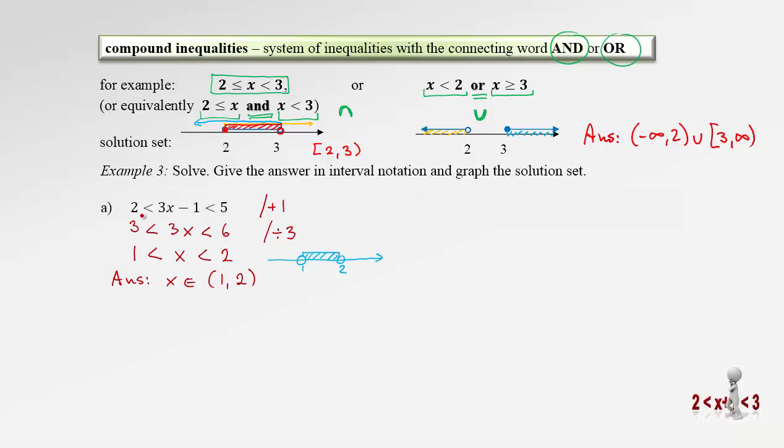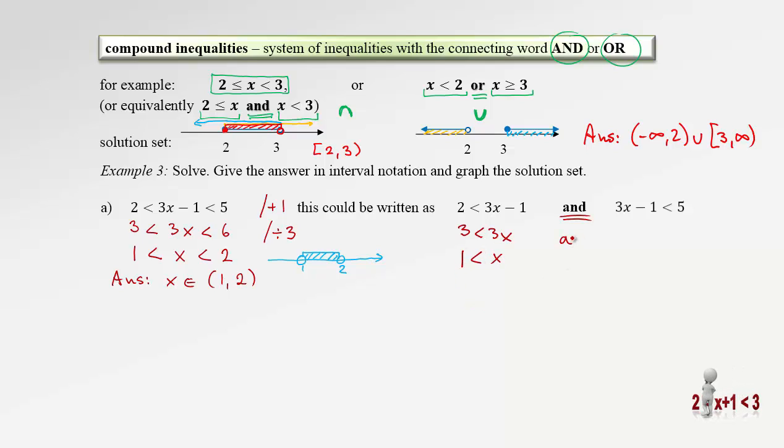Okay, now notice that these two inequalities could be written as two separate inequalities with the connecting word and. Obviously, when solving, we'll perform exactly the same operations. So we're adding 1 to both sides, that will be 3 smaller than 3x, and dividing by 3, so x is bigger than 1. Copy the word and change the second inequality the same way. Add 1, so we'll have 3x smaller than 6, divide by 3, so we'll have x smaller than 2. The word and still stays there.